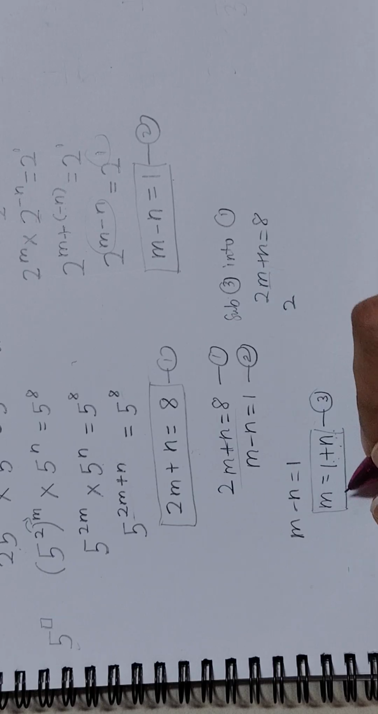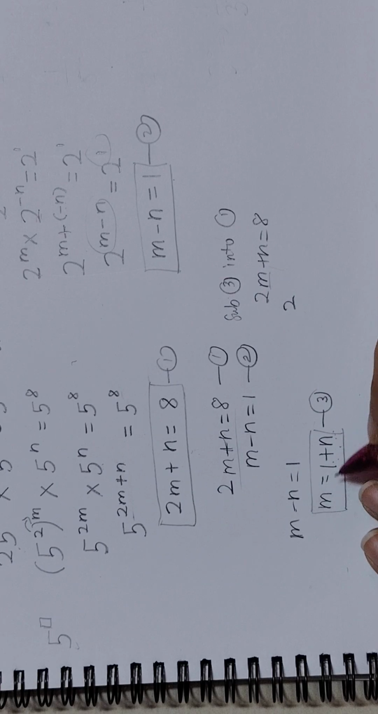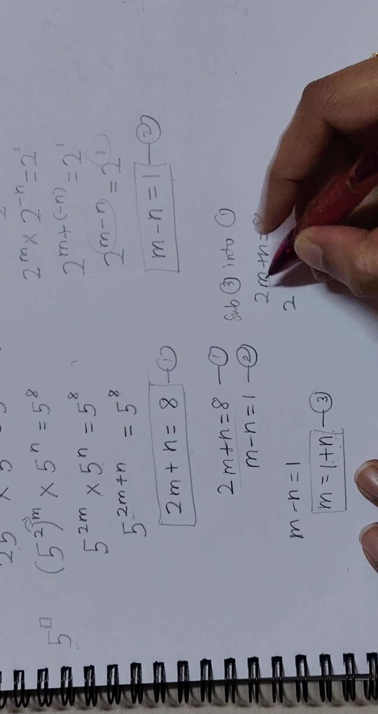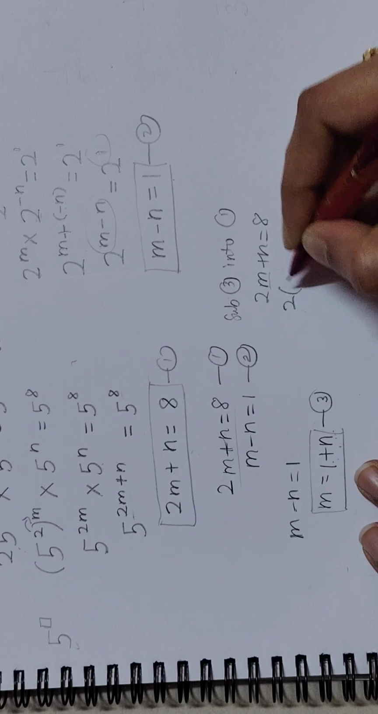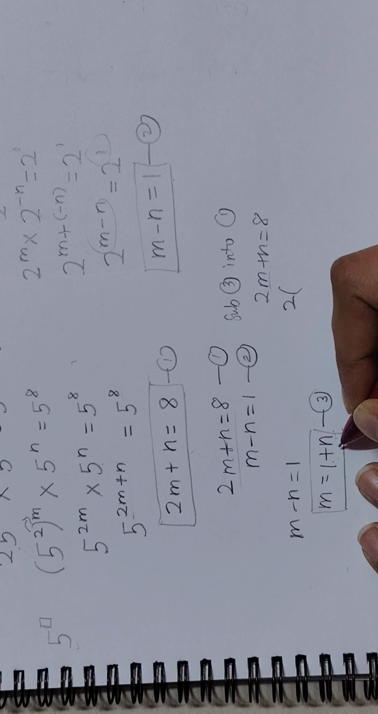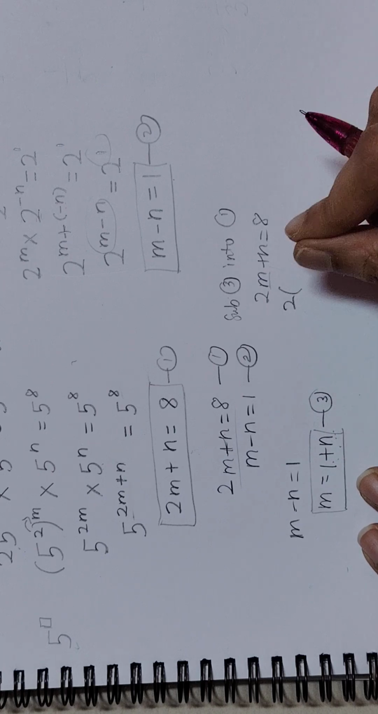For m, what do you have here? Look at your equation. M equals 1 plus n. M equals 1 plus n. So what must you do here? Now 2m. So put a bracket. You are going to substitute m here. Remember, m you already know is 1 plus n. So take this and substitute it here.